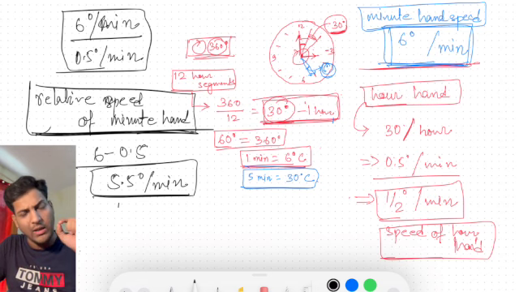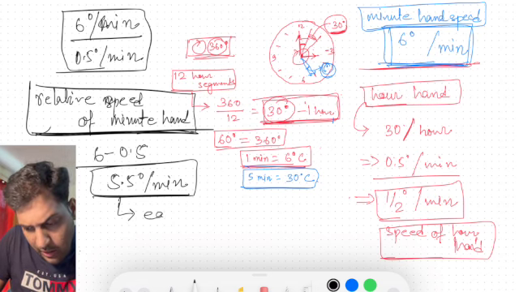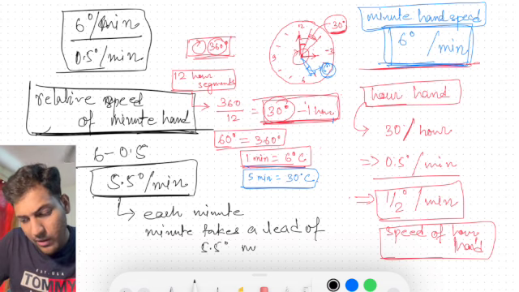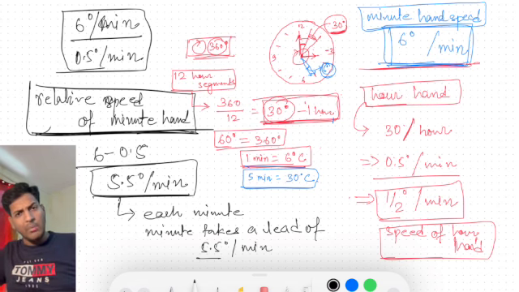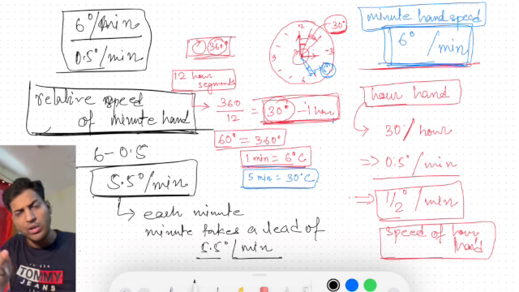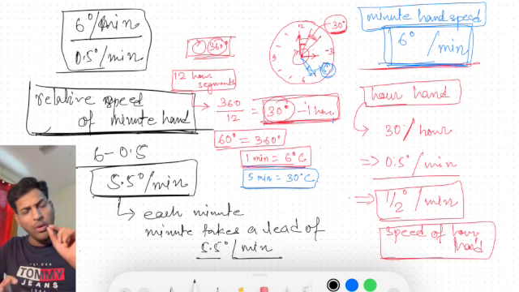What is the meaning of this 5.5? Each minute, minute hand takes a lead of 5.5 degrees. So what is the lead rate? That means with what speed minute hand is defeating the hour hand. Hour hand is also moving, minute hand is also moving. So how will we decide how much lead one will take? You have to remember only three things.